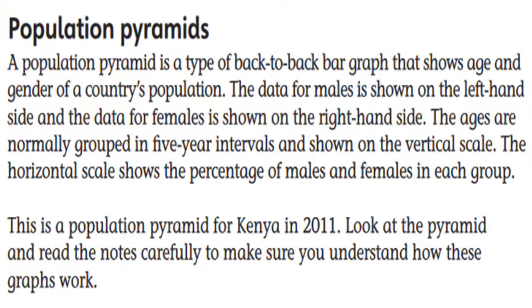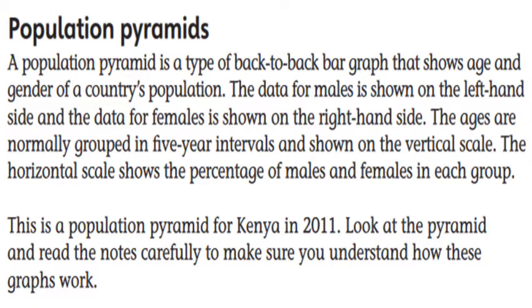Here is the detail. Let's read it word by word. A population pyramid is a type of back-to-back bar graph. It tells us the number of people living in the country in the form of bars, and that shows the age and the gender. Gender means how many males, how many females. It shows us how many kids, how many adults, how many older people are living in the country. The data for males is shown on the left side, and the data for females is shown on the right side of the pyramid.